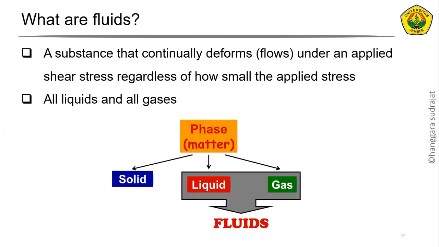Now we come to the question of what actually is a fluid. What is fluid? Any idea? A fluid is actually a substance that continually deforms or flows under an applied shear stress, regardless of how small the applied stress. So fluid here includes all liquids and all gases. Liquid and gas are fluids.